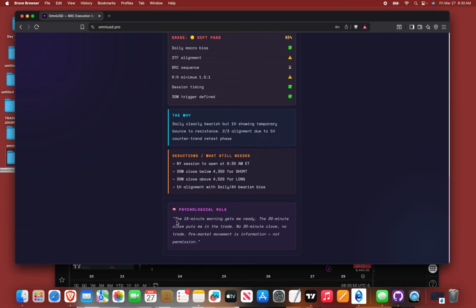I always remember this rule. The 15-minute one gets me ready. The 30-minute close puts me in a trade. No 30-minute close, no trade. Pre-market movement is information, not permission, guys.